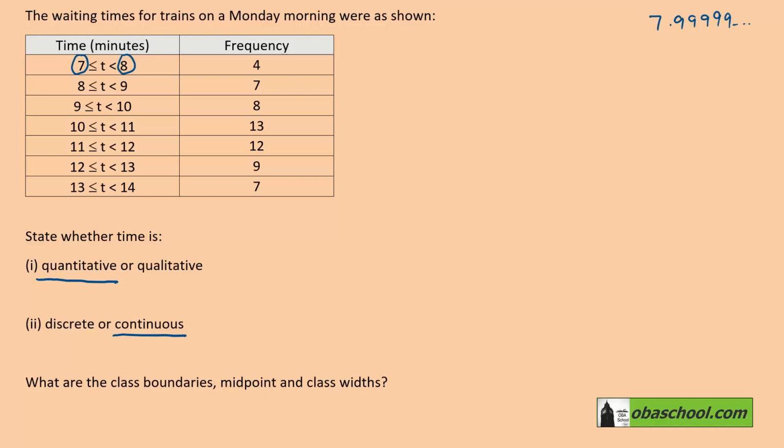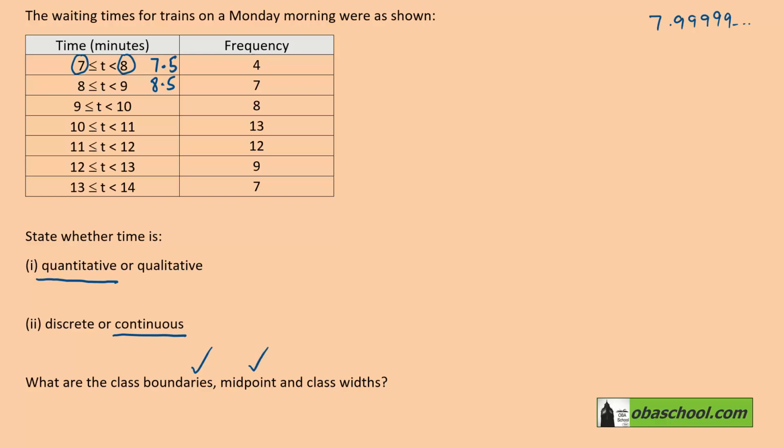And the same as we go down, the class boundaries would be 8 and 9, 9 and 10, and so on. So we've done the class boundaries. The midpoint of this class would be exactly halfway across, 7.5. And for this one, 8.5, and so on all the way down.